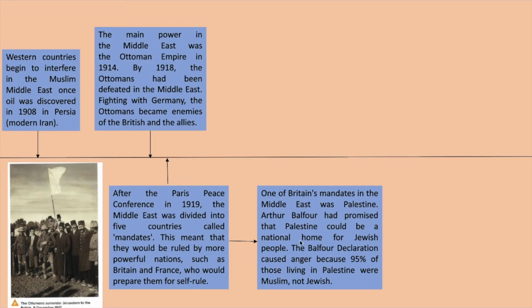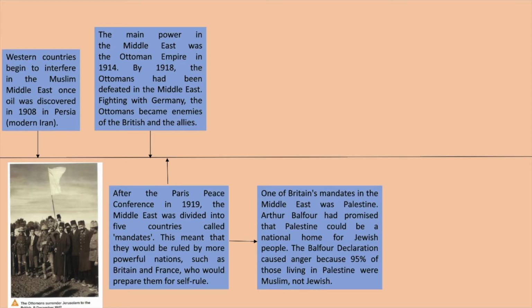There was another complicated factor. Now, one of Britain's mandates in the Middle East was Palestine, and Arthur Balfour was the British Foreign Secretary, and in order to get support from the Jewish community during World War I, he promised that Palestine could be a national home for the Jewish people. Now, the history of this goes all the way back to 70 AD, when the Jewish community were pushed out by the Romans.